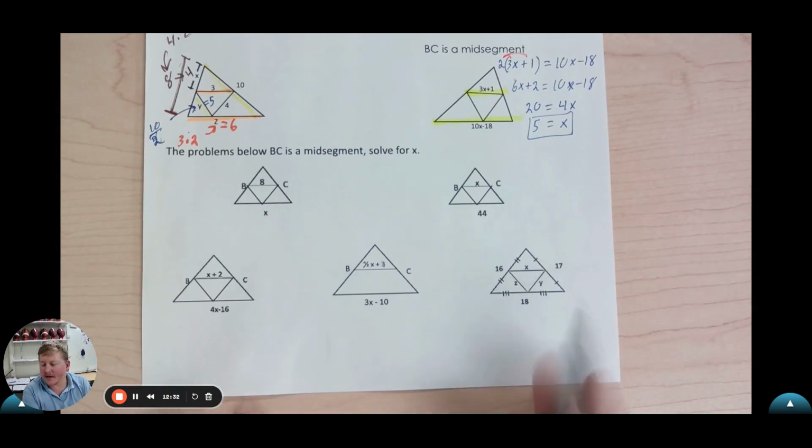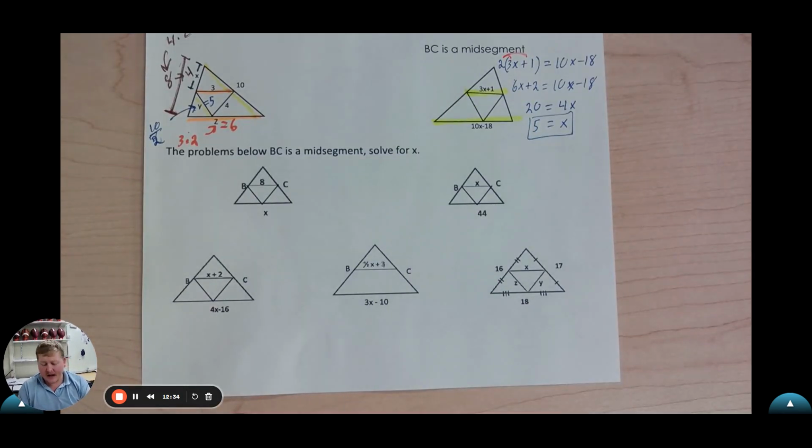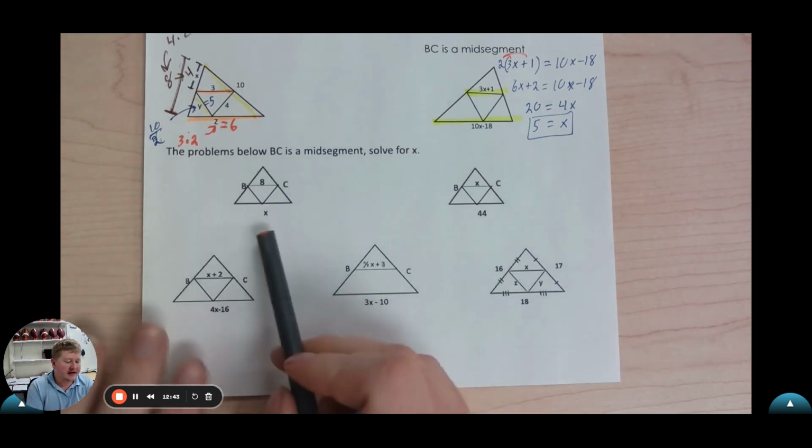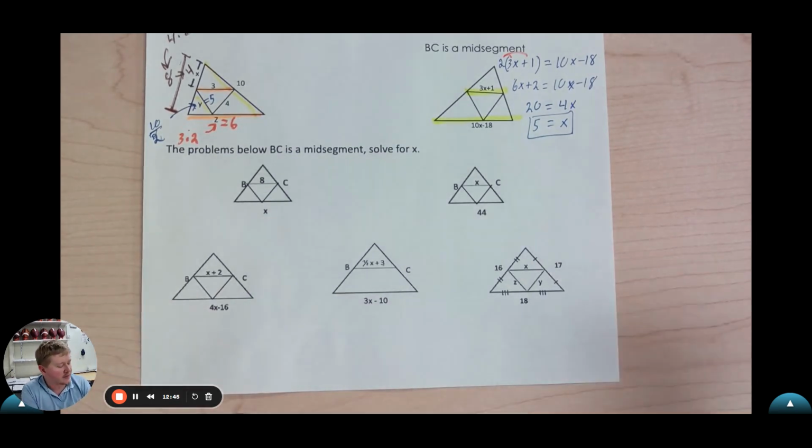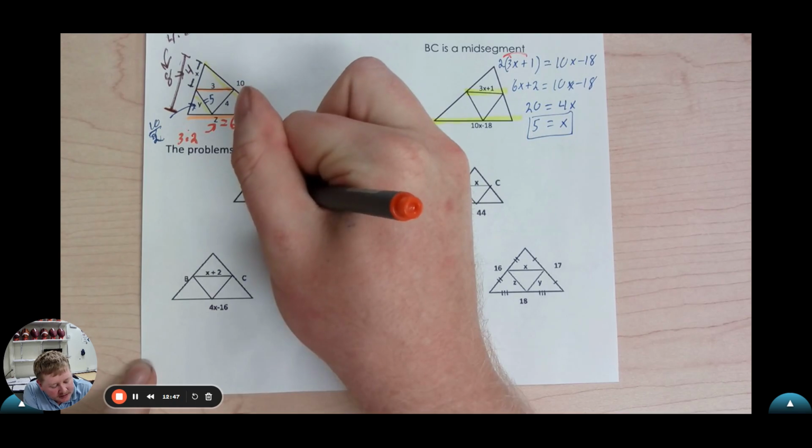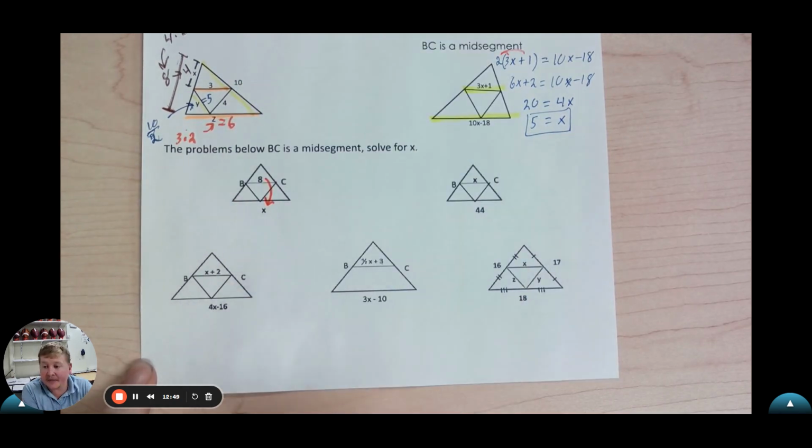So these bottom ones, I'm going to go through a little bit quicker. Feel free to pause me, slow me down, rewind me if you need it. So to get going here, I want to find this x here. The way I'm going to do that is I'm going to grab this mid-segment and either A, I'm going to multiply or divide.